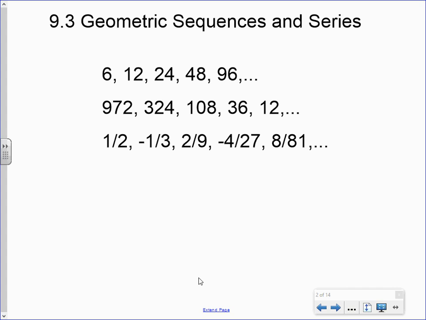Doubles. It doubles each time. What happens in this one? Multiply by thirds every time. What happens in this one? Oh, it does the switching. It does the switching thing.